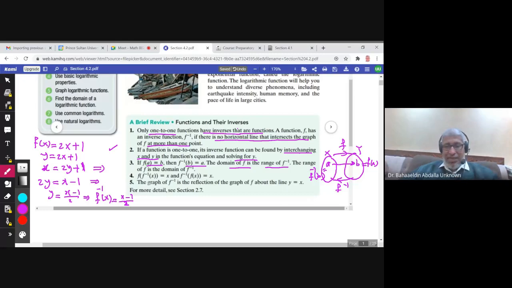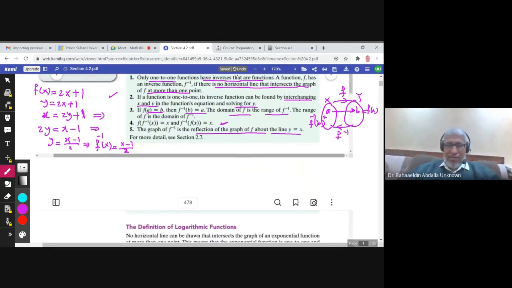Also, we studied that f of f inverse of x equals x, and f inverse of f of x is x. This is the composition. If you find the composition of f and f inverse, they cancel each other, and the result is x. And we also have seen that the graph of f inverse is the reflection of the graph of f about the line y equals x.